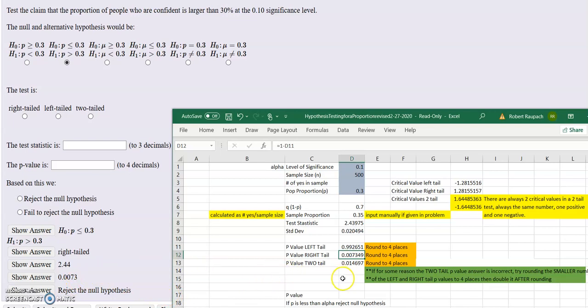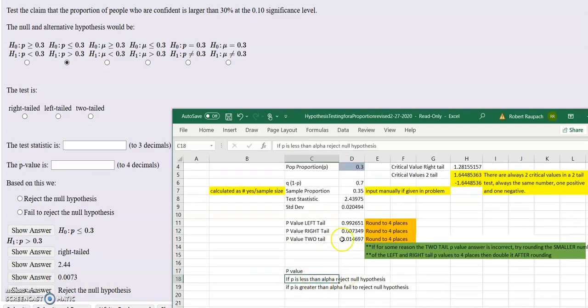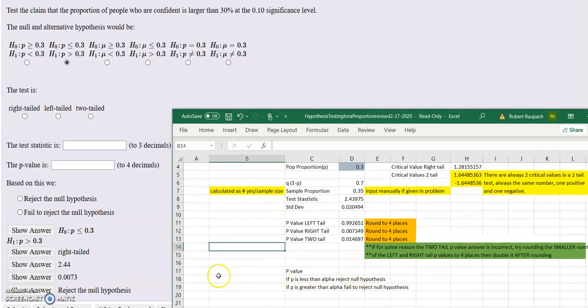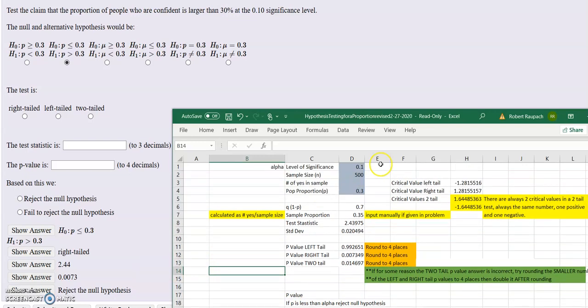And based on the fact that p, which is 0.0073, is less than alpha, which is 0.1, we reject the null hypothesis, okay? P is less than alpha, reject the null hypothesis, okay?